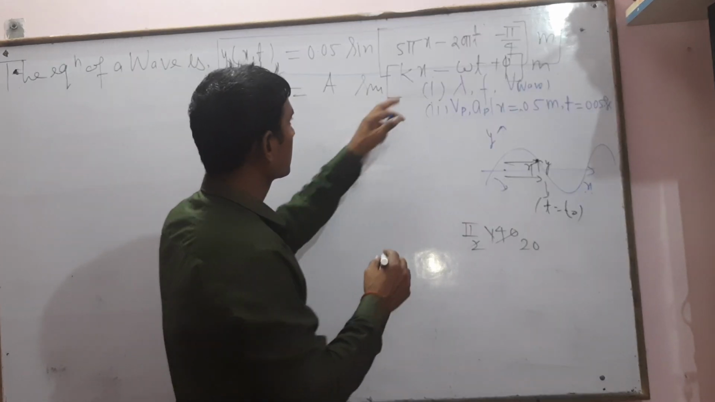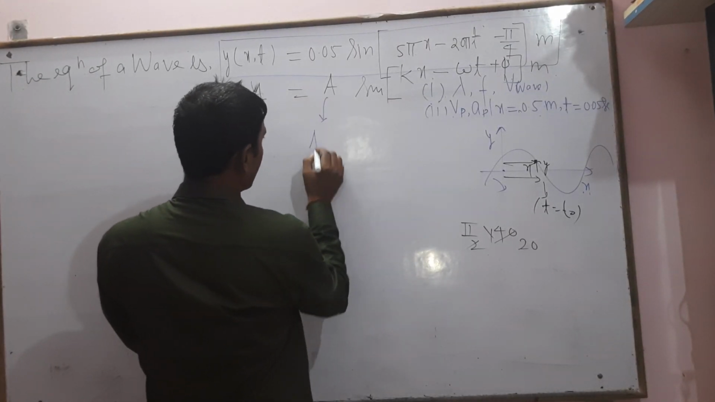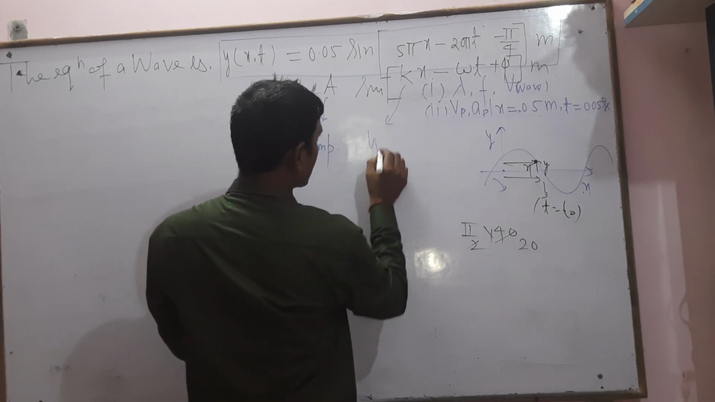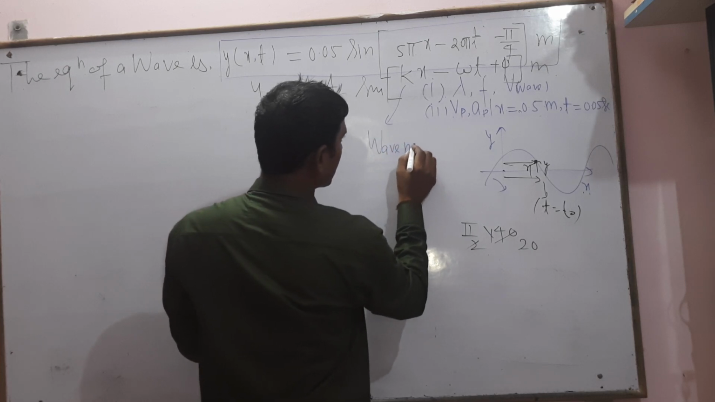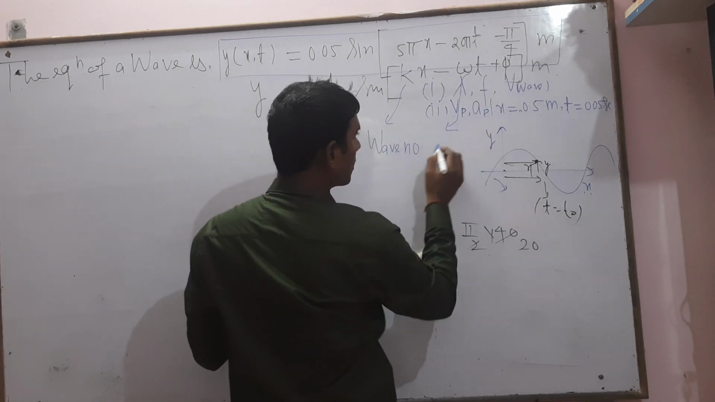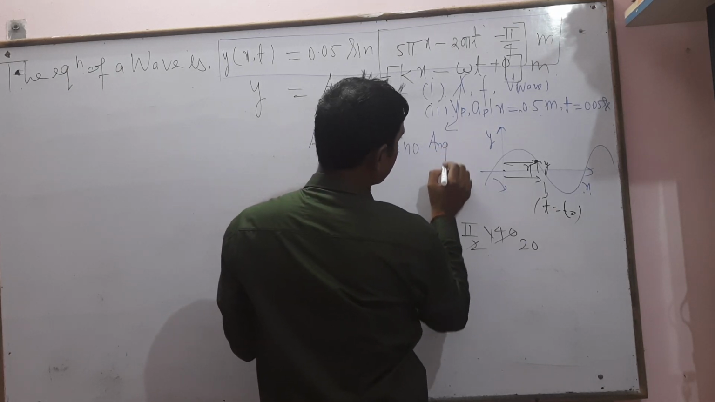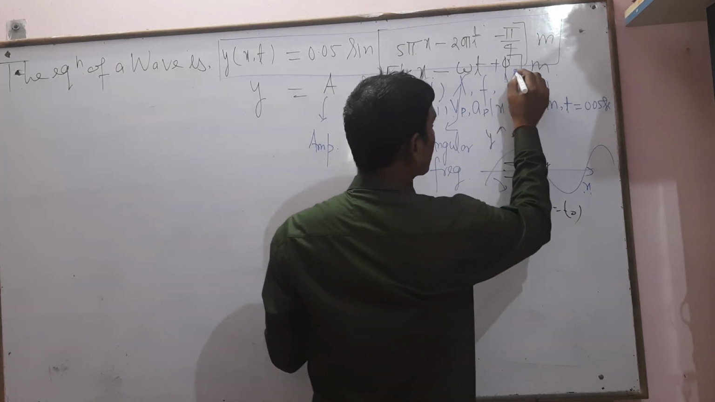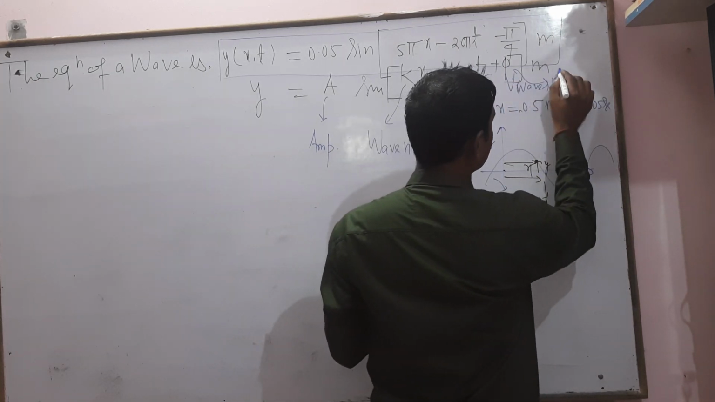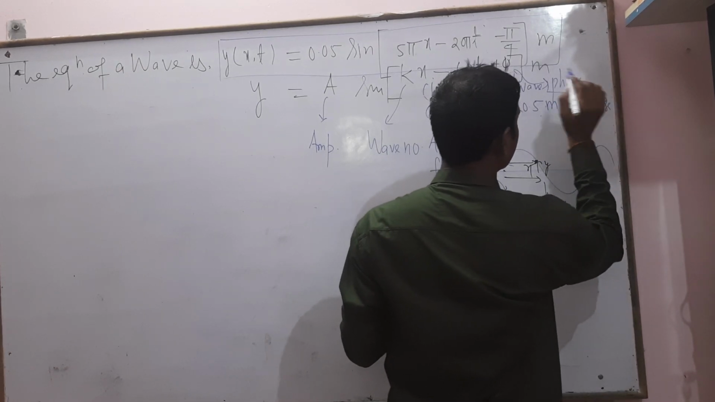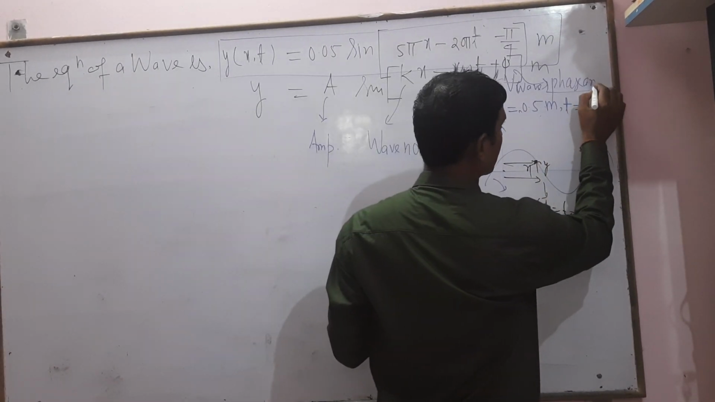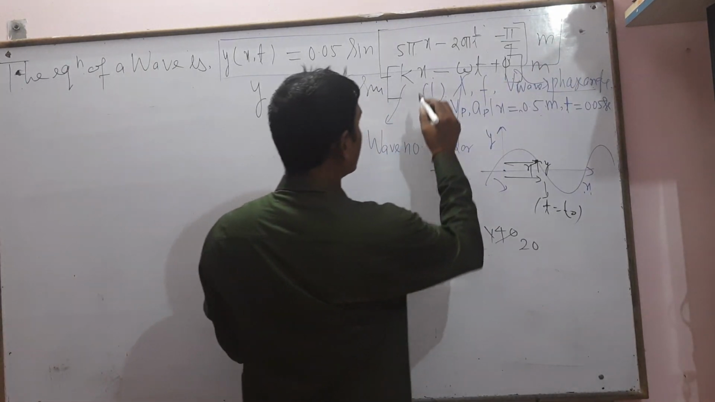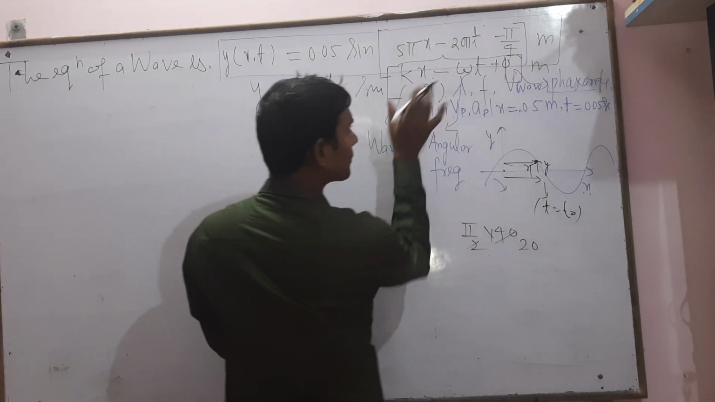Let us suppose this is the k. A is the amplitude. This is the sine function. k is the wave number. And omega is the angular frequency. And phi is the phase, the phase angle. If we talk about the phase only, this is the total phase.